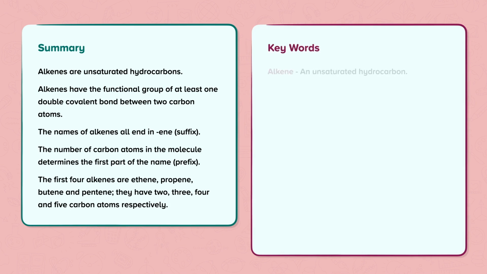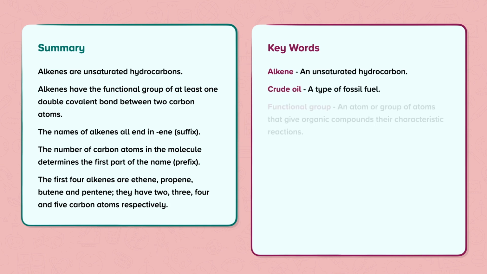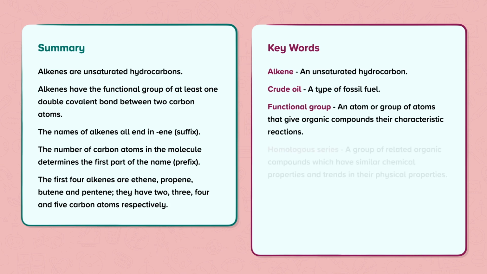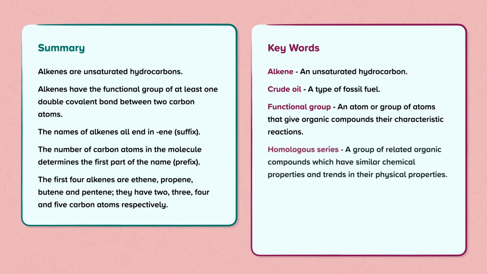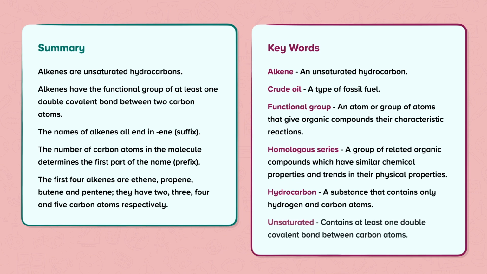Keywords: alkene, an unsaturated hydrocarbon. Crude oil, a type of fossil fuel. Functional group, an atom or group of atoms that give organic compounds their characteristic reactions. Homologous series, a group of related organic compounds which have similar chemical properties and trends in their physical properties. Hydrocarbon, a substance that contains only hydrogen and carbon atoms. Unsaturated, contains at least one double covalent bond between carbon atoms.